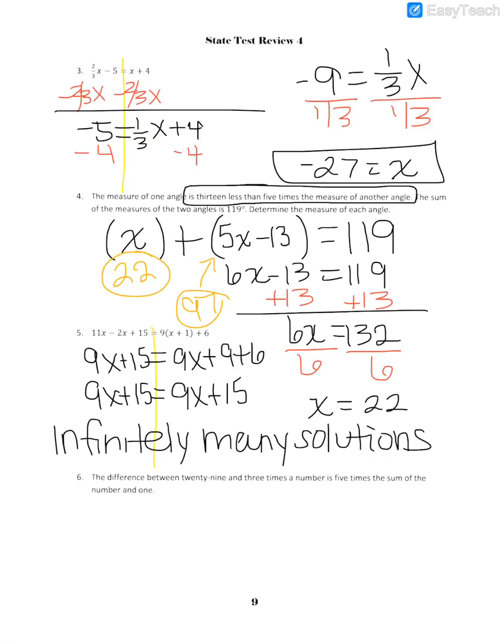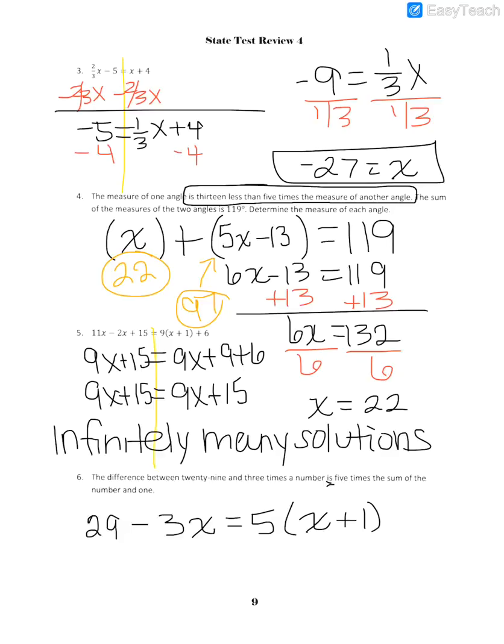Okay, number 6, the difference between 29 and 3 times the number is 5 times the sum of the number and 1. Okay, so on this one, we actually have to set up the equation. So the first part is the difference, so that's subtraction, between 29 and 3 times a number. The is where my equals goes. And then I need 5 times the sum of the number and 1.